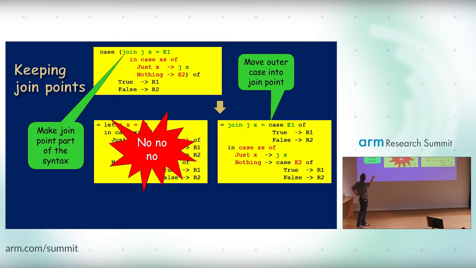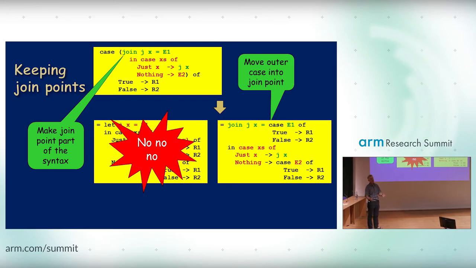So I'm going to now distinguish these join points, which I previously said were just special lets. I'm going to give them a special name, join, so I know that they are join points. And now, when the outer case comes around and tries to consume a join point binding, as it does here, the outer case is going to duplicate itself into the right-hand side of the join binding, because that is one of the exit paths of this entire expression.